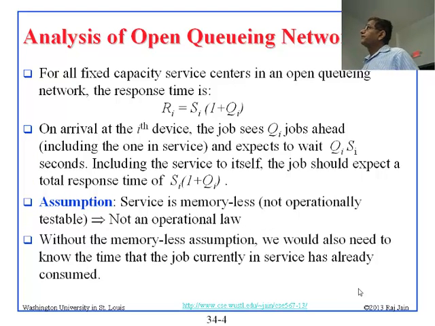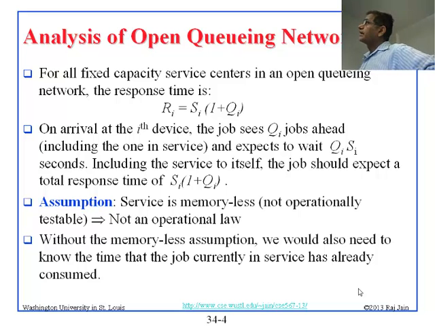Then all the fixed capacity service centers clearly follow this: R is equal to S times 1 plus QI. This is actually Little's law, R is equal to N over lambda, where N is the number in the system and this is the service time. Sorry, this is actually one of the laws that we already discussed.